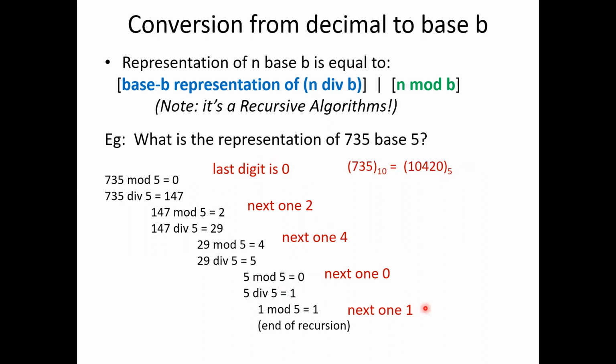And you should always check. Perform the easy direction: compute this and verify. This is 0 times 5 to the 0, 2 times 5 to the 1, 4 times 5 to the 2, 0 times 5 to the 3, and 1 times 5 to the 4. Compute this and verify that it's equal to 735, because that direction is easy. So 5 to the 4 is 625, so it's an easy check. This is 735.